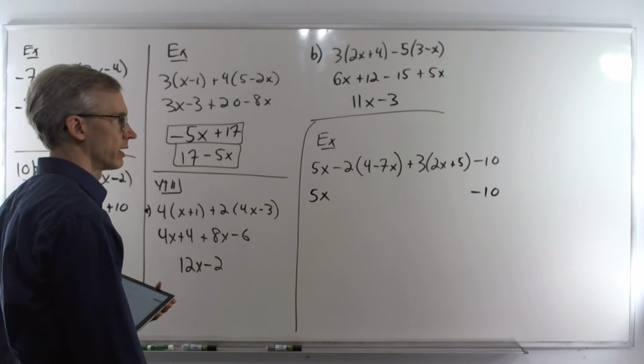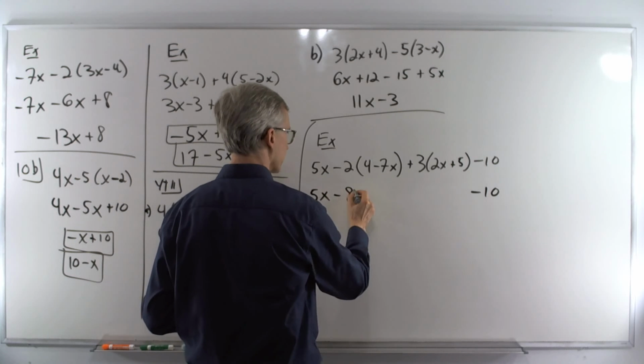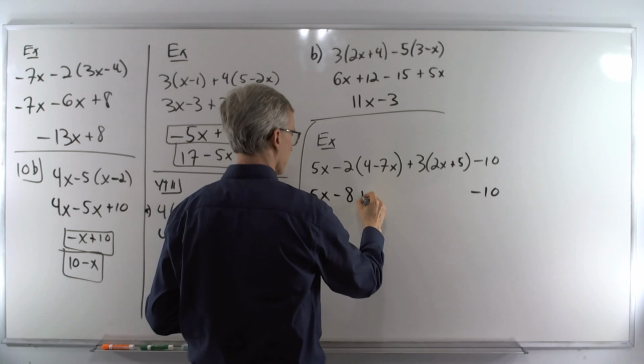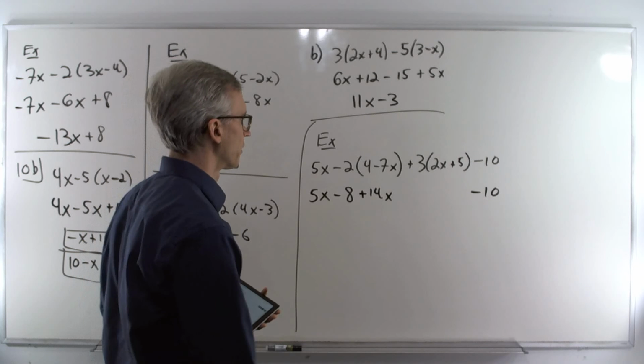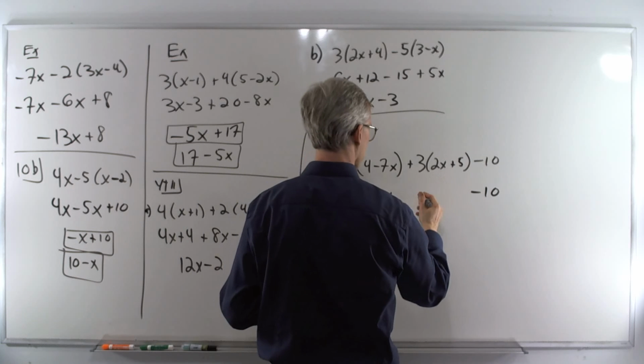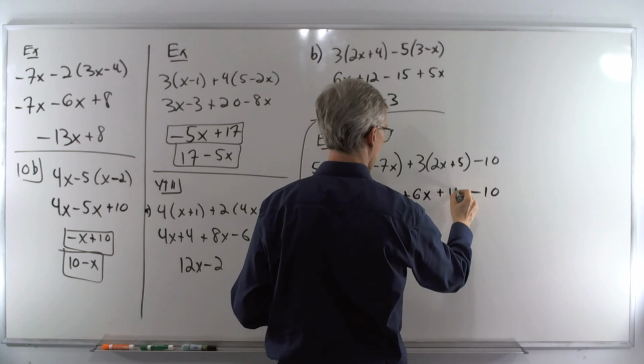All right, now I can go ahead and distribute twice. So negative 2 into these parentheses, that's minus 8. Negative 2 times negative 7 is plus 14x. And then over here, 3 times 2x, that is 6x, and 3 times 5 is 15.